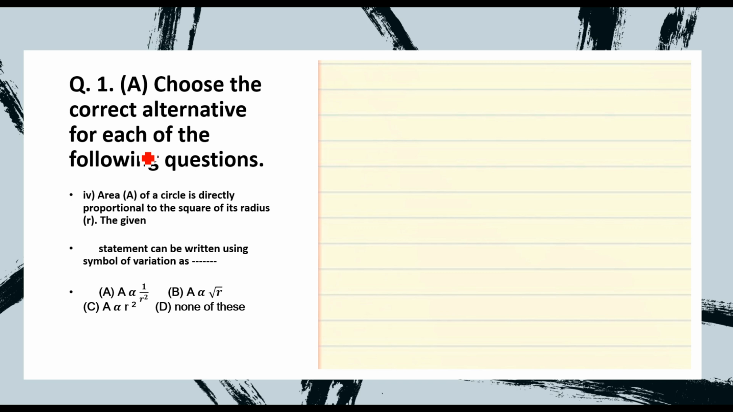Now the next question is: the area of a circle is directly proportional to the square of its radius r, then what will be the statement of the variation? Now what is meant by a variation? First you have to see, a variation is always a comparison between two variables. It will be a comparison of any two quantities.